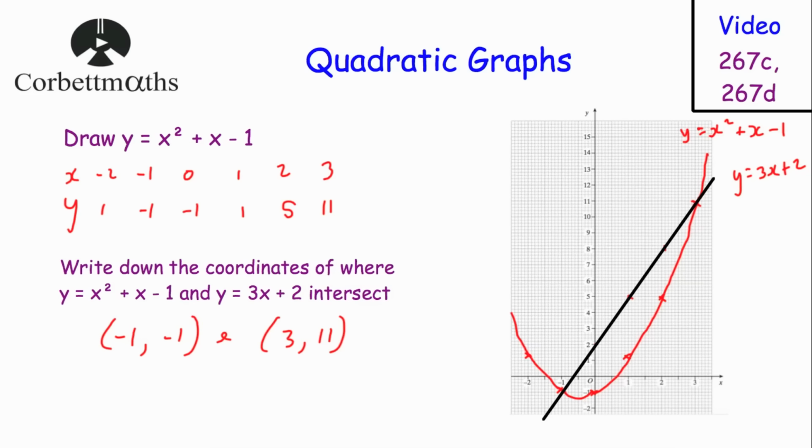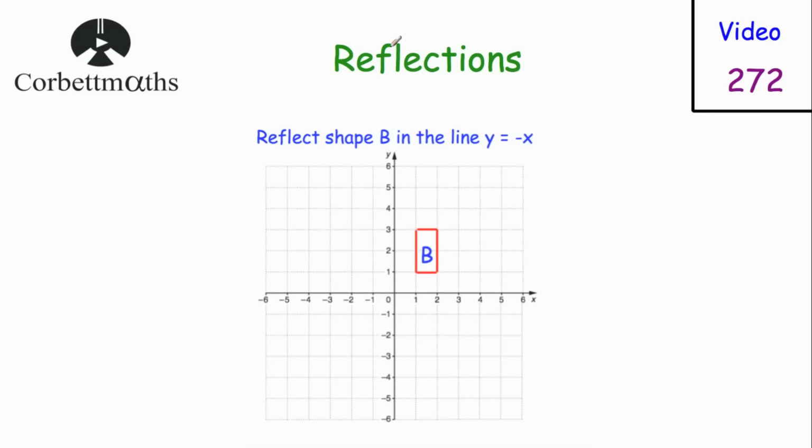Okay, let's have a look at our next topic. So our next topic is reflections. So we're now moving on to the geometry or the shape, space and measure topics. And we're looking at reflections. And in M7, we need to be able to reflect shapes in the lines y equals x, so the diagonal line going upwards this way, and the line y equals -x, the line going down this way here.